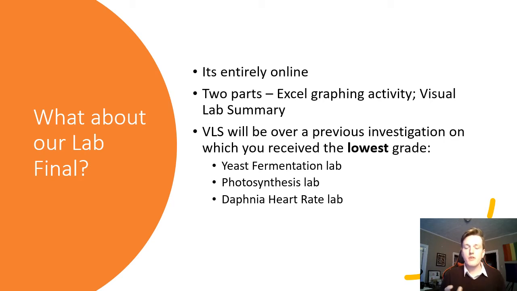So the visual lab summary will be over a previous investigation on which you've received the lowest grade. So you'll kind of get a chance to go back, see what you did wrong, and then think through the materials and try and get a much better understanding of what went on. So the three that you'll be looking at, to see which is your lowest grade, are the yeast fermentation lab, the photosynthesis lab, and the Daphnia heart rate lab.